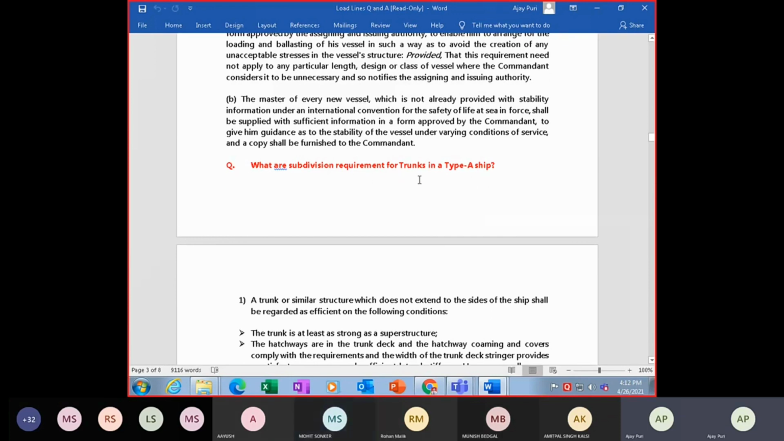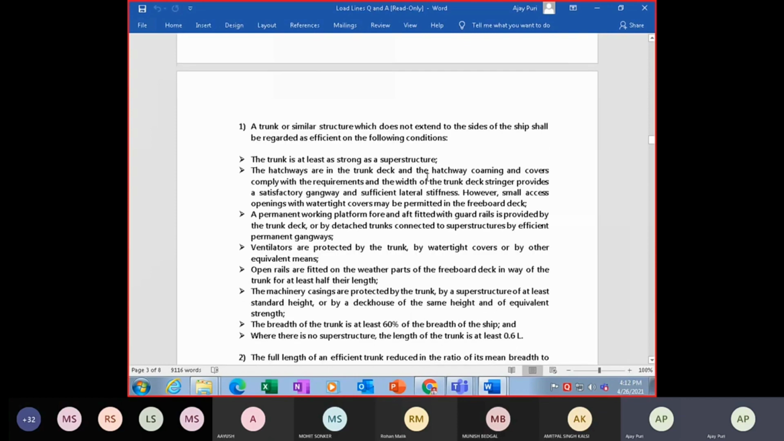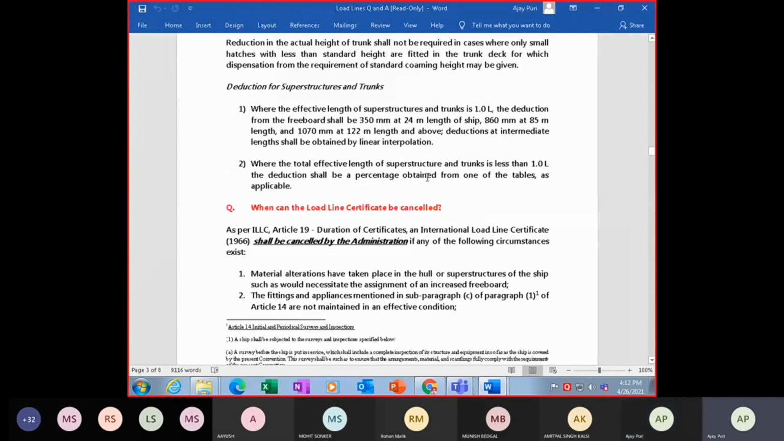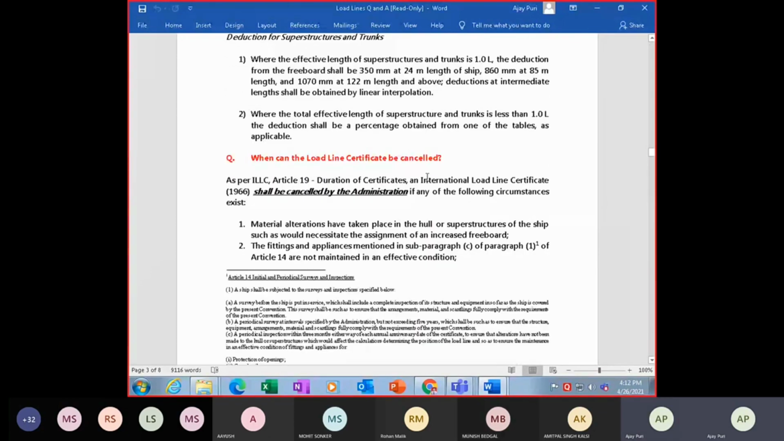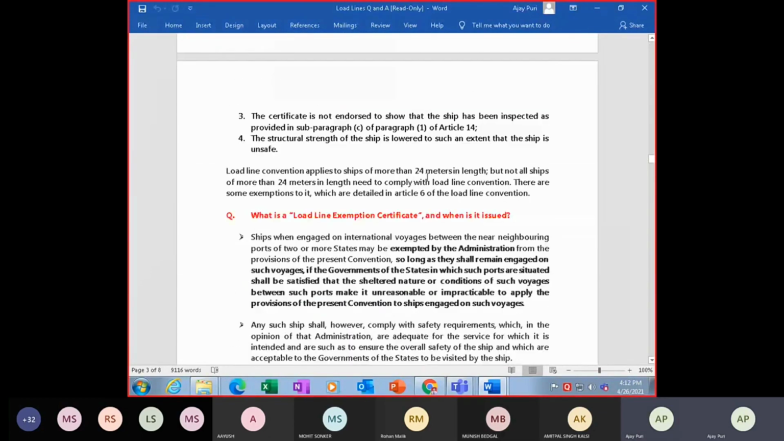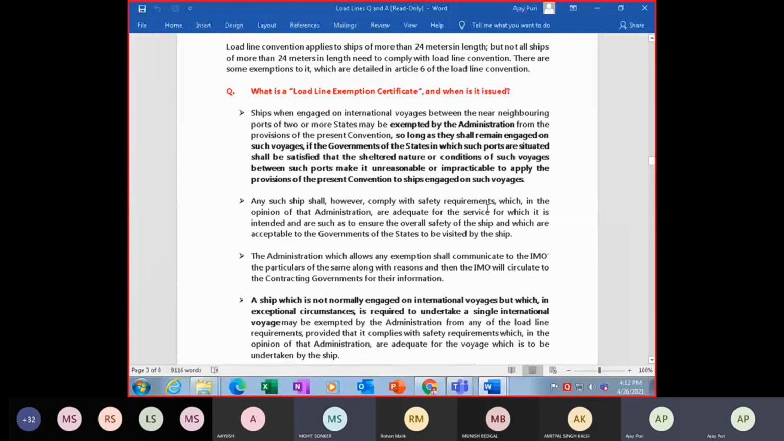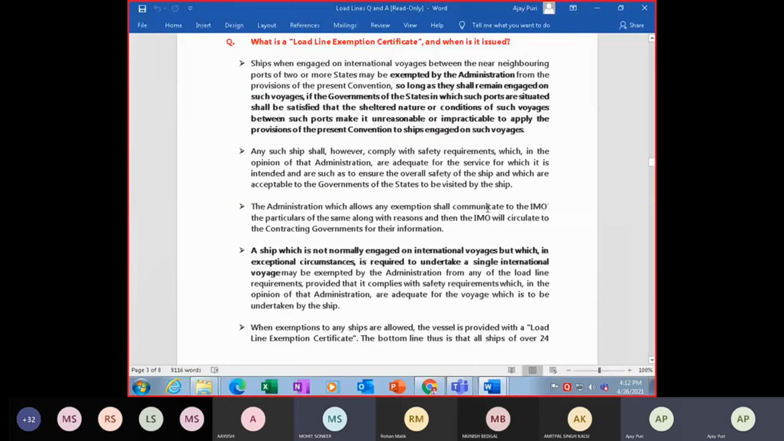Yes, yeah, what is subdivision required for trunks in type A? So all these questions come. Can a load line certificate be cancelled? So these questions can come. What is load line exemption? When is it issued? Excluded and enclosed spaces are a bit confusing.